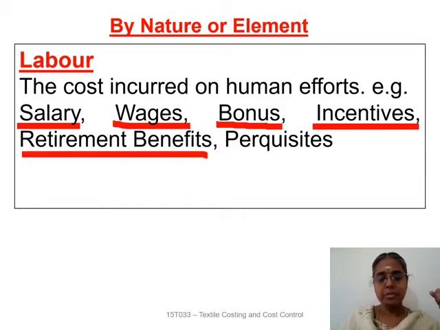Then you give retirement benefits. Sometimes you even pay people for the next 5 years after their retirement. It is not occurring nowadays. You give a settlement amount during their retirement. So those are retirement benefits. All these things are called labor costs.